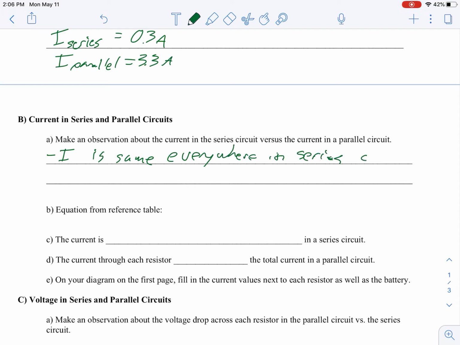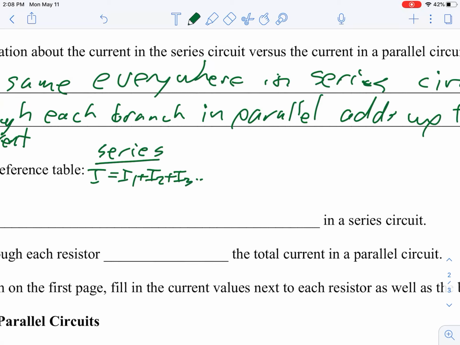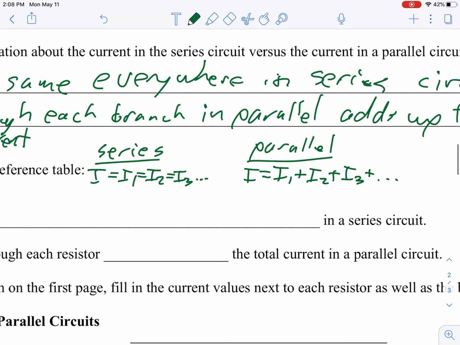So let's write that down. Series, I equals I1 plus I2 plus I3, dot, dot, dot. In parallel, like we said, it all adds up. I just made a mistake. Hopefully you noticed it. I made that mistake on purpose to see who's paying attention. In a series circuit, all the currents are equal, right? In a parallel circuit, that's where they add up. You gotta pay attention, guys.